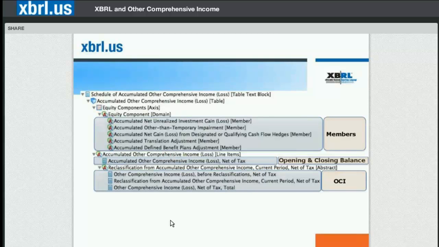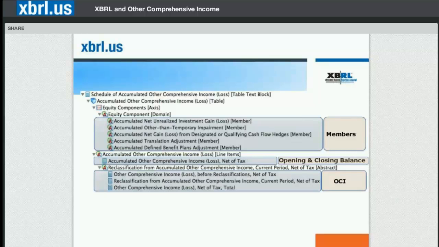The AOCI table in UGT grouping 500,000 provides the architecture for tagging the changes in the balances of each component of AOCI in conformity with the guidance set forth in the FASB implementation guide for tagging other comprehensive income. Each of the 5 components of AOCI are modeled as domain members in a dimension, and the line items are comprised of the generic fact elements, these, that are needed for tagging the opening and closing balance of AOCI, which would be this one.